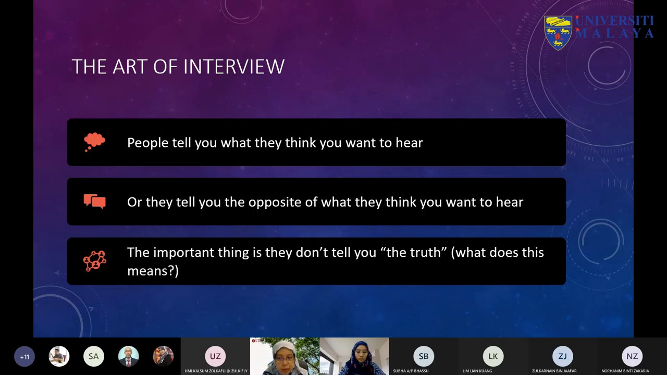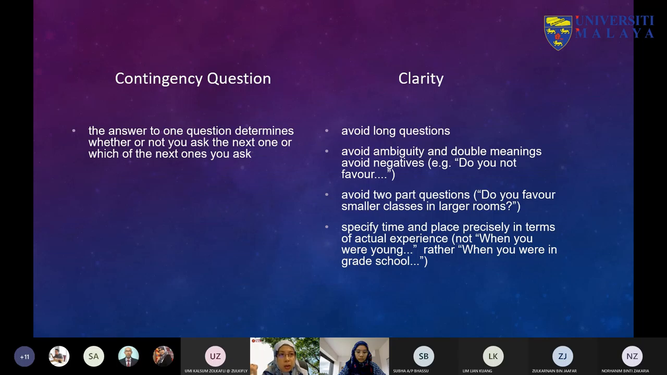So the challenge is people tell you what they think you want to hear, or they might give you something that opposite from what you want to hear, or maybe they don't tell you the truth. It's not that they are lying. It is your role to interpret what does it mean. That's why if interview, it is good to have face-to-face interview so you can see their face expression, their body language, either they say they agree, but the intonation, all this will be significant for you to interpret.